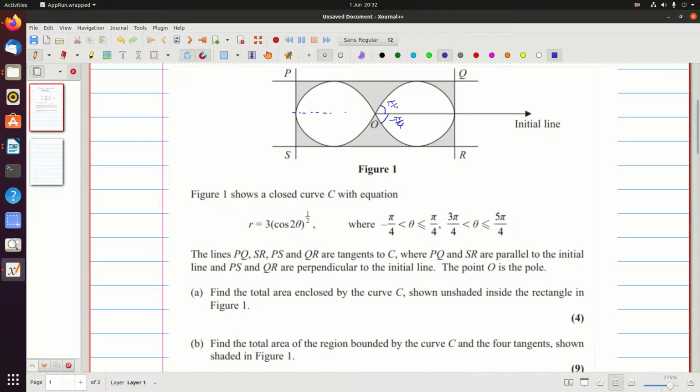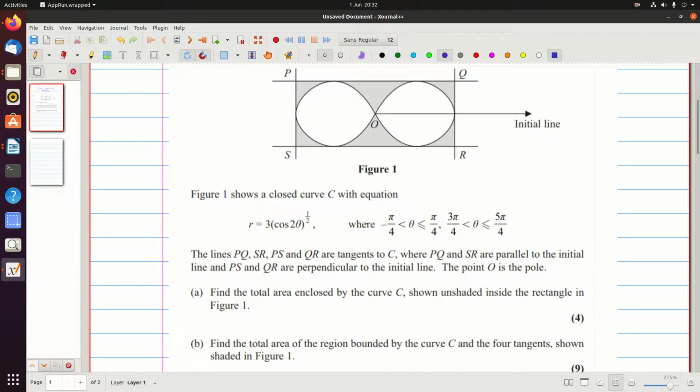Now, when I see symmetry with polar coordinates, I think, great. What I'm going to do is integrate from 0 to pi over 4 and then times it by 4. In other words, I'm going to work out the area of that and then multiply it by 4, so I've got the area of the two circly objects here. Let's get the rubber out. Here we go, now we're good.